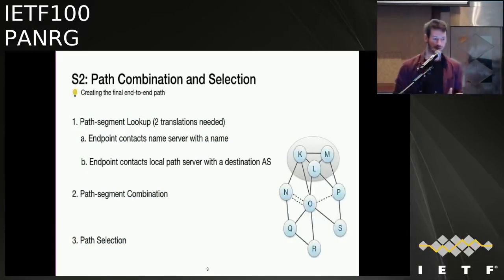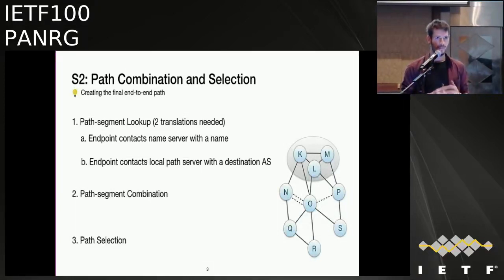So then we come to the second step, which is to combine the paths in order to create the full end-to-end paths and then select among them. And here we have the lookup of path segments, and at this step we have two translations that take place. The first translation is that the endpoint will contact a name server with a name in order to obtain the AS in which that server resides in. After this translation, the second translation is that the endpoint will contact a local path server, and for that destination AS, it will obtain path segments that can be combined in order to reach that destination AS.